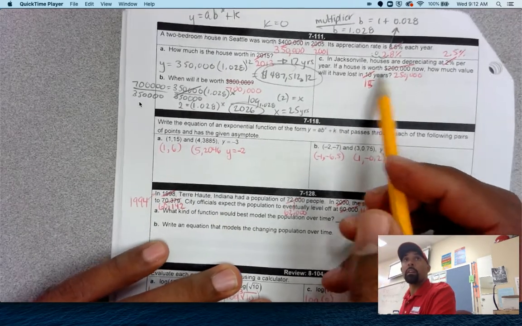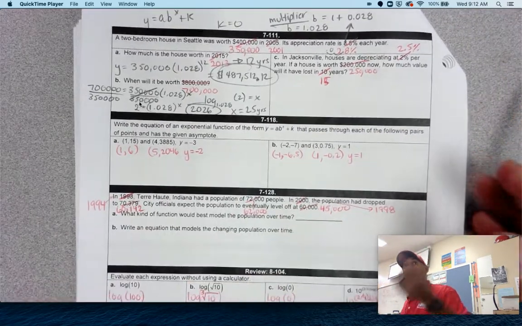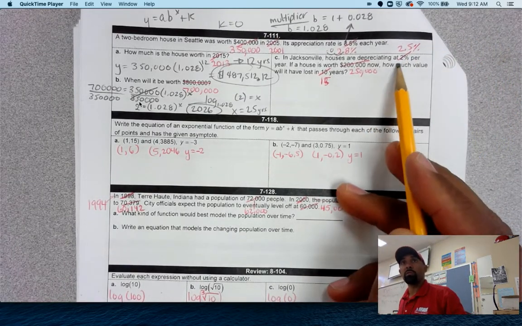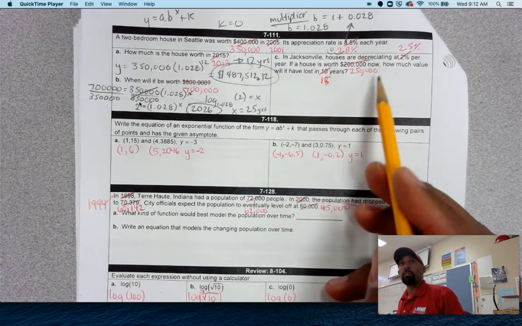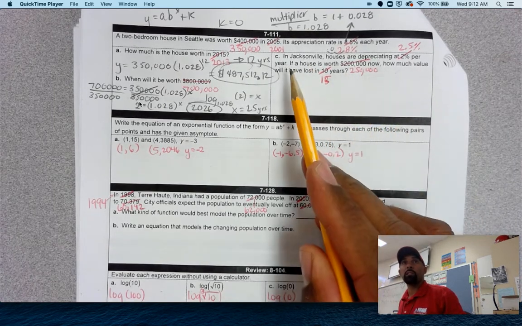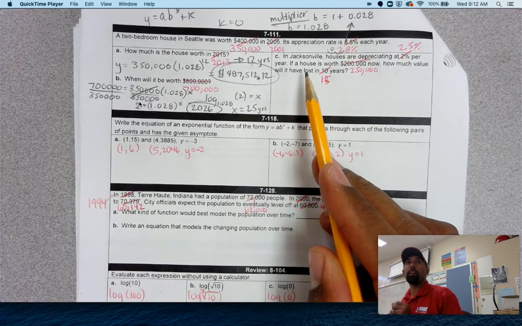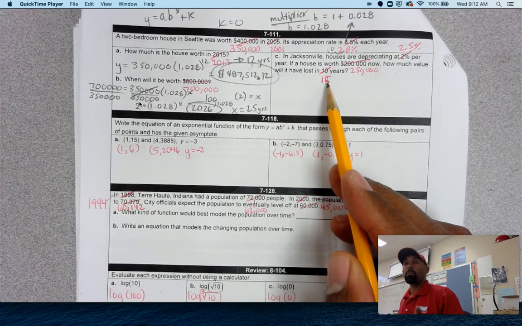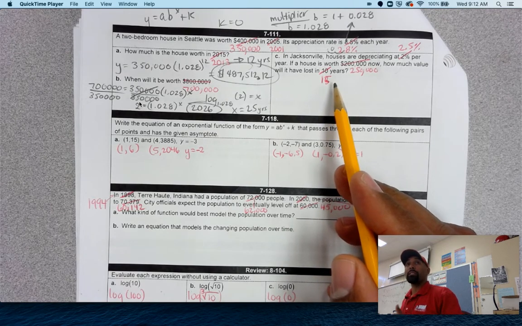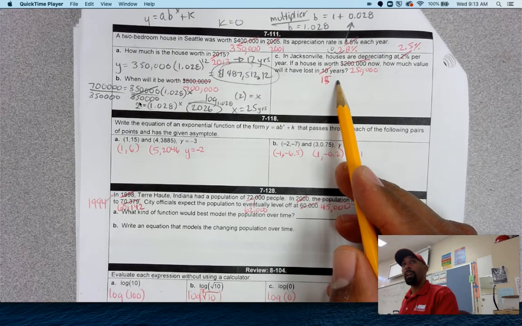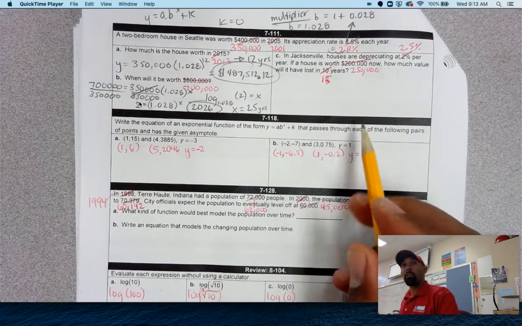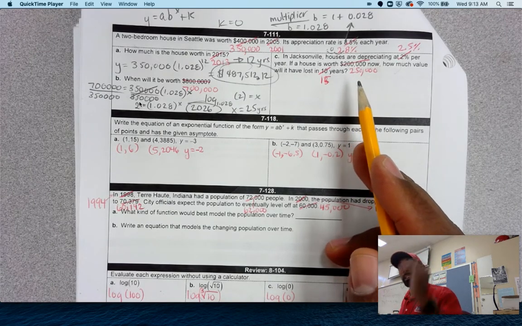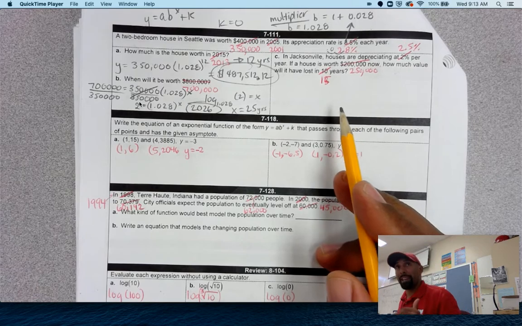Okay, so now in Jacksonville, houses are depreciating. So now they're going down, like I was saying before, this time by 2.5, yours is 2, percent per year. Here's the initial value of the house. How much value will it have lost in 15 years? Here's the deal: we need to figure out what is the new value in 15 years, and then figure out the difference between the first value and the new value, because that's what it wants to know. How much has it gone down? Not how much is it, but how much has it gone down.